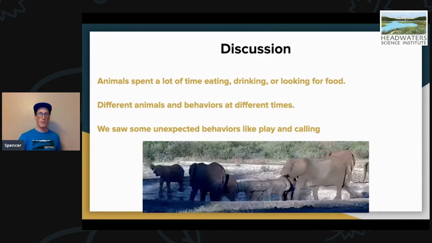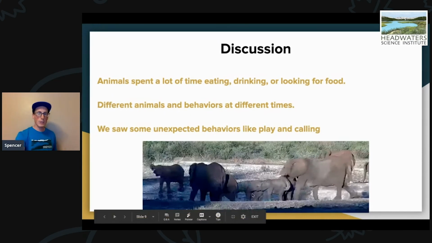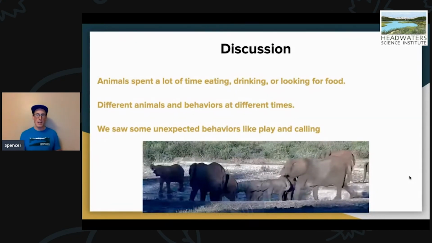A couple neat things that we saw were some playing. I mentioned this before, but in this screenshot, you can kind of see this baby elephant here is playing with this other baby elephant right next to it. I didn't expect that we would see this, but you can imagine play is an important behavior for young animals to learn the skills that they need to survive in the wild on their own.